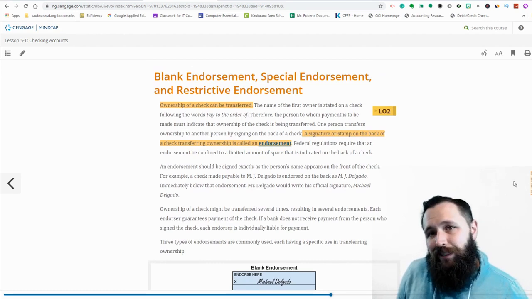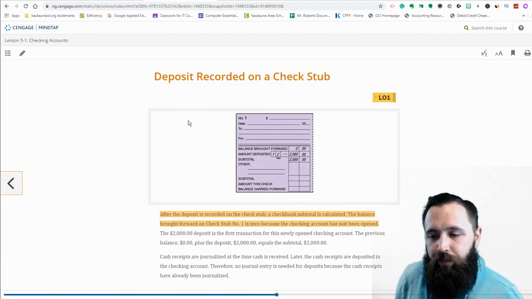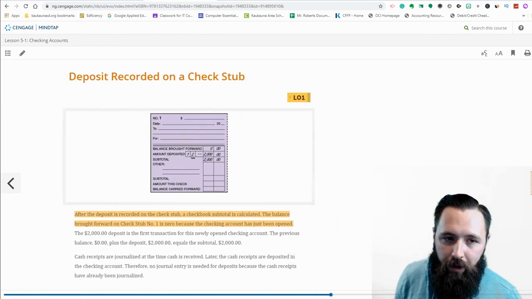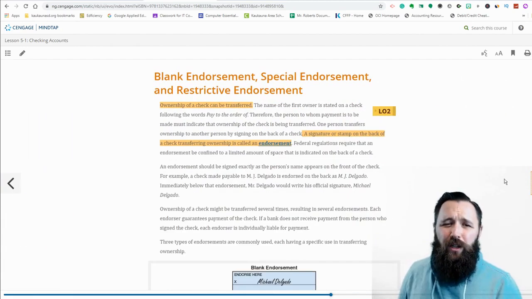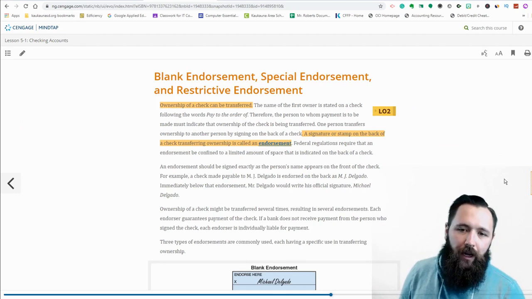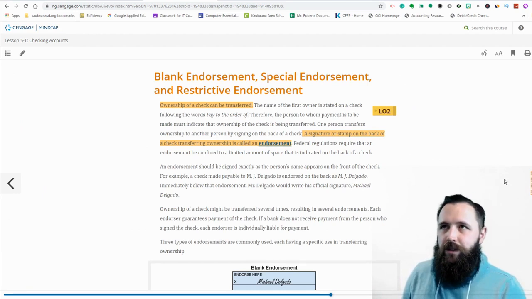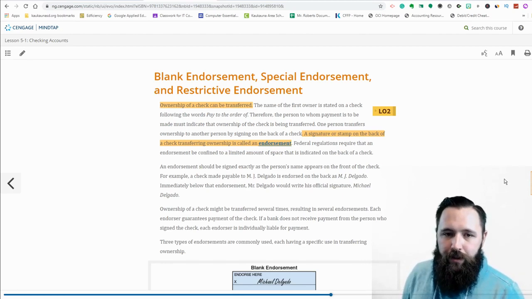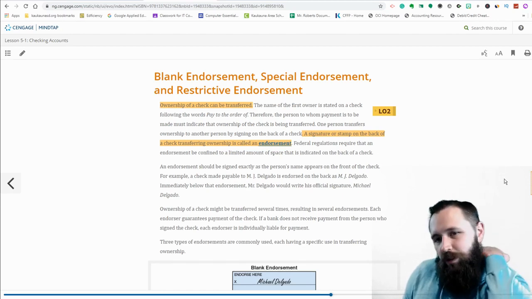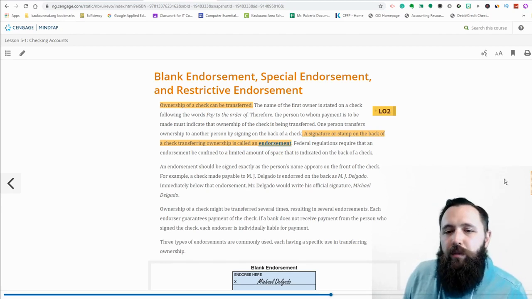So we have these deposit slips. We're recording it. We get a receipt, and then we record that deposit on our check stub for our records. Then we transition to learning objective number 2, and this, I would say, is a little bit more confusing, and you just got to remember the terms here. But we're looking at endorsements, and an endorsement is pretty much a signature or stamp on the back of a check.